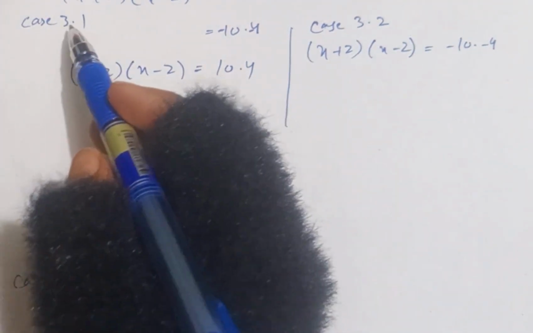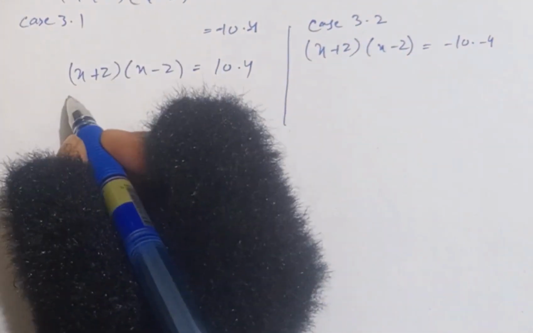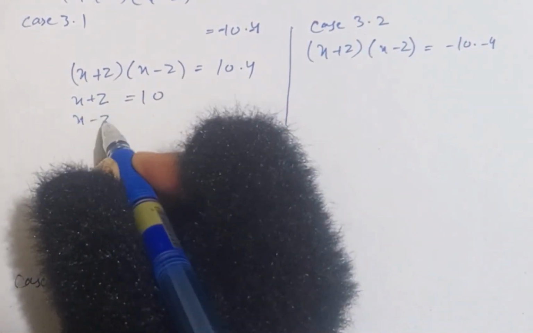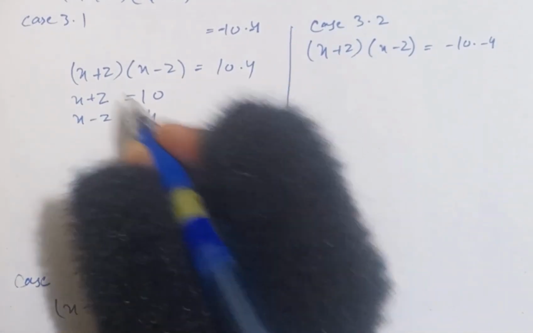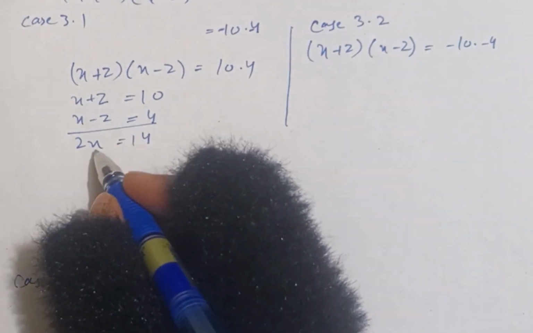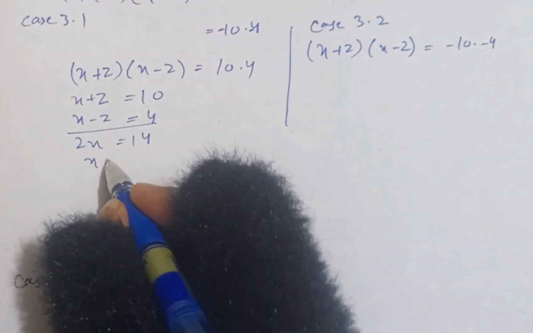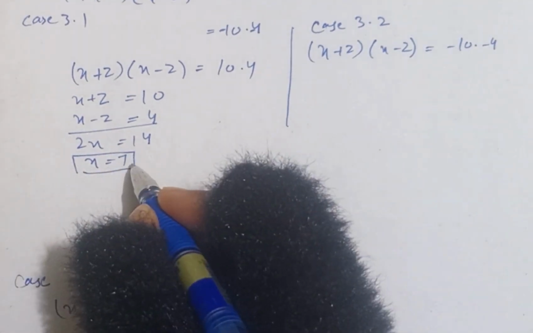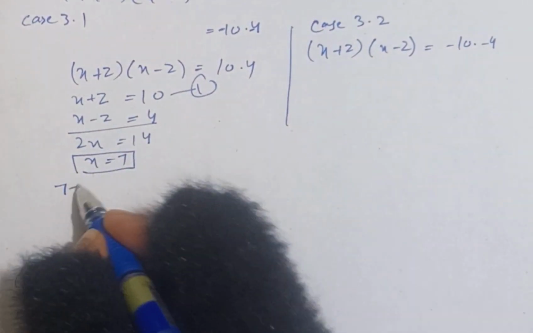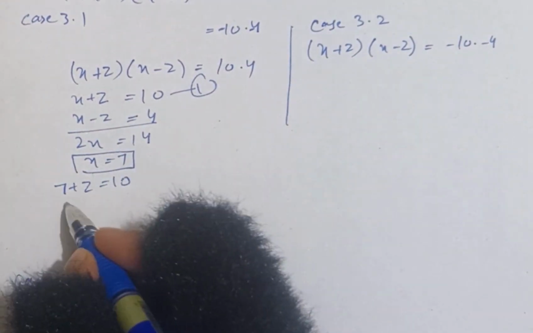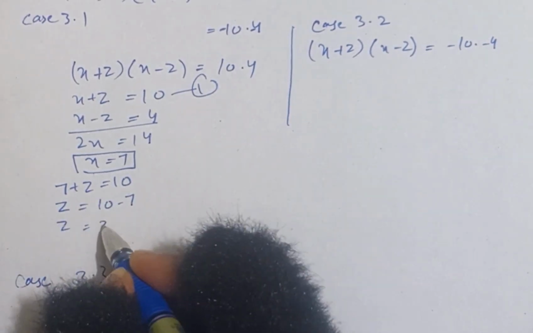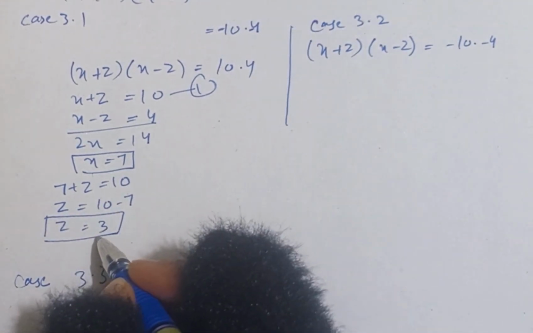So now look at case 3.1. This implies x plus z is equal to 10, and x minus z is equal to 4. If we add these two equations, then we get 2 times x is equal to 14, and divide this by 2, then we get x is equal to 7. Substitute the value of x in this equation. This will become 7 plus z is equal to 10. Subtract 7 on both sides, then we get z is equal to 10 minus 7, which is 3. So this is the value of z.